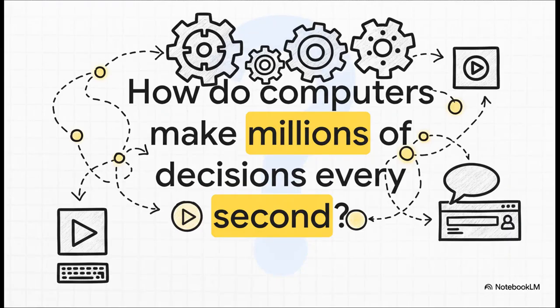I mean, it seems crazy complex, right? When you're just scrolling through your feed or logging into an app, your phone is making millions of decisions every single second, faster than you can even blink. But here's the thing, it's not magic. Behind all that speed is a set of rules that are, well, surprisingly simple. And once you get them, you'll pretty much understand how all software thinks.